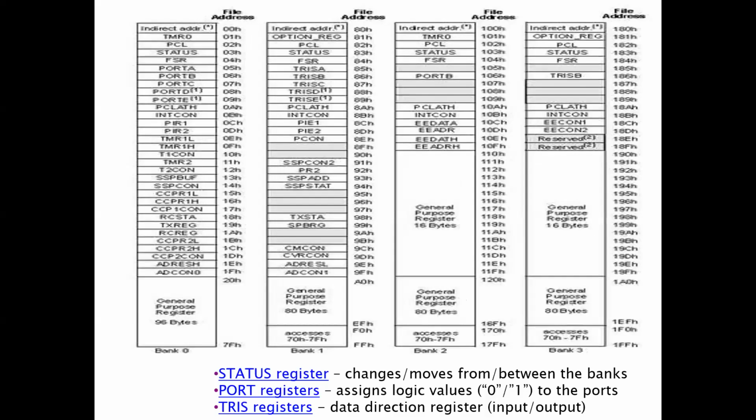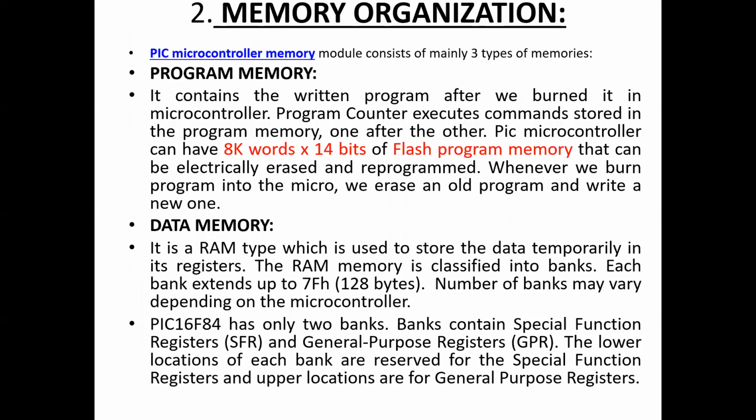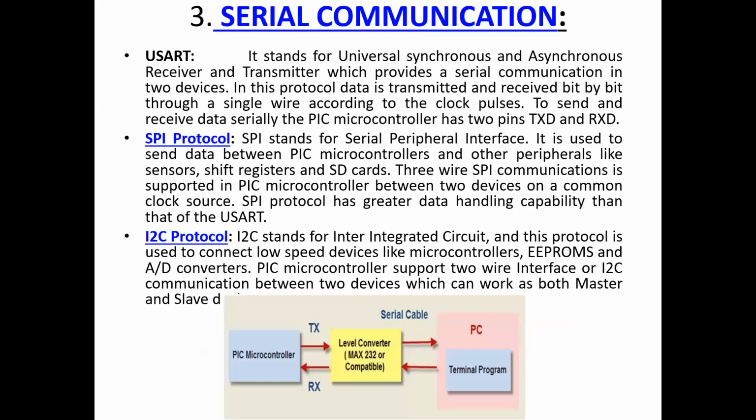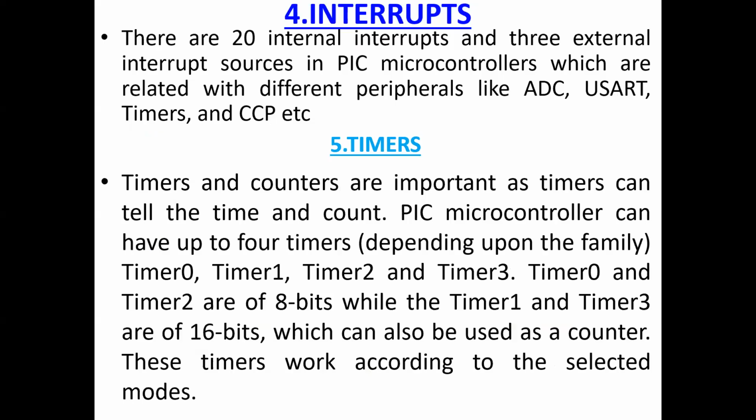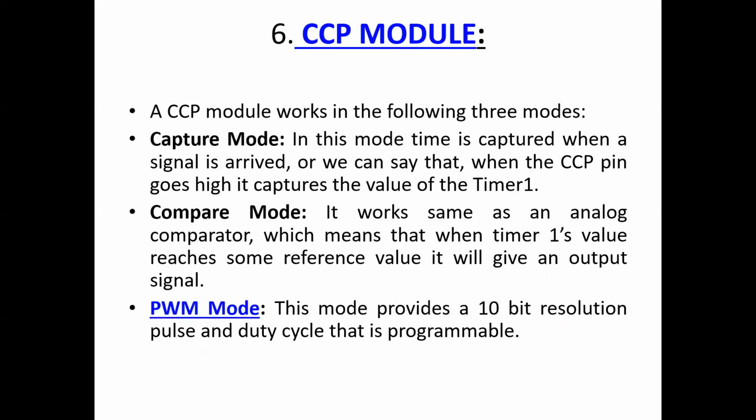Data memory is also in the form of banks. Each bank has a capacity of 128 bytes, and there were 4 banks. Serial communication we have discussed: SPI, serial peripheral interface, inter-integrated circuits, USART, and interrupts. We have seen timers and the CCP module. I think at that time the power was cut. Capture, compare, PWM module. What is the purpose of this module?